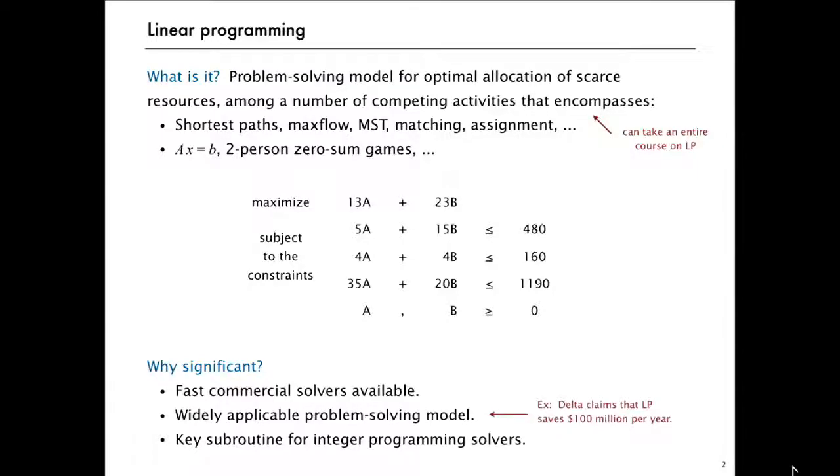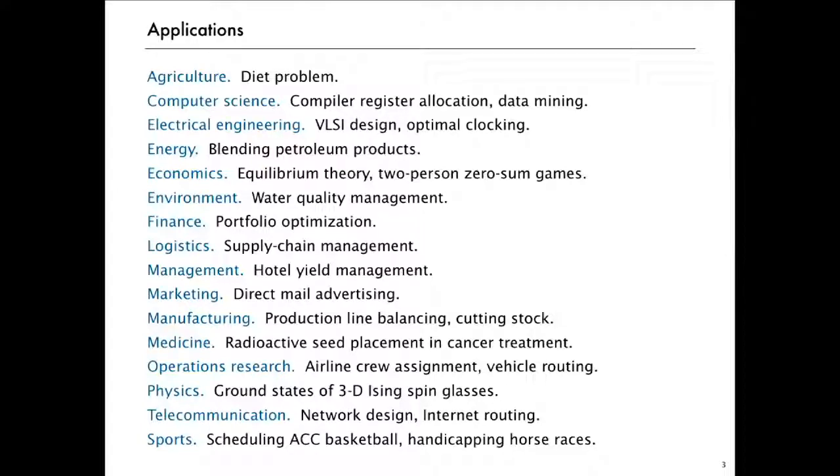And it's significant because it's widely applicable to real-world problems. There's fast commercial programs out there that will solve huge linear programs. And it's a key subroutine for solving even more difficult problems. But it's the idea that it's a widely applicable model that we can actually do solutions for huge problems. For example, airlines use linear programming to schedule planes and pilots and flights. And Delta recently claimed that linear programming saves it over $100 million per year. So it's general, and we can solve problems. That's what linear programming is.